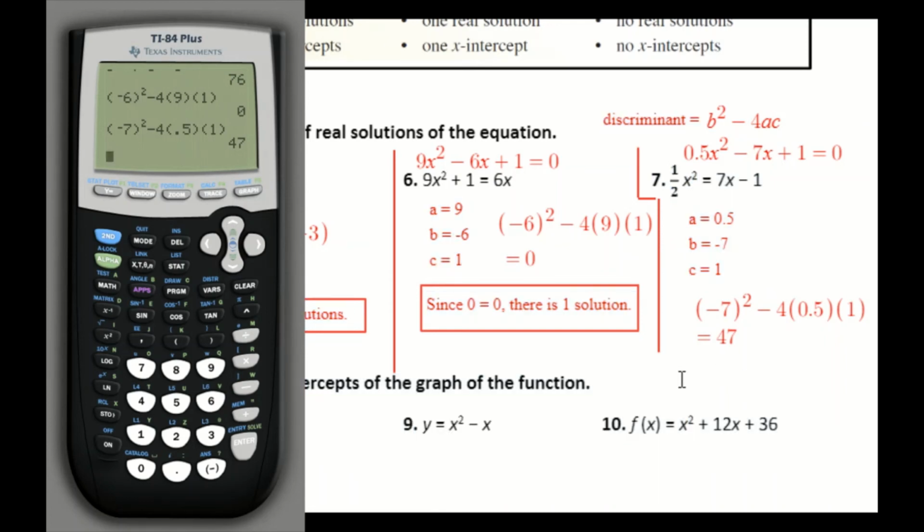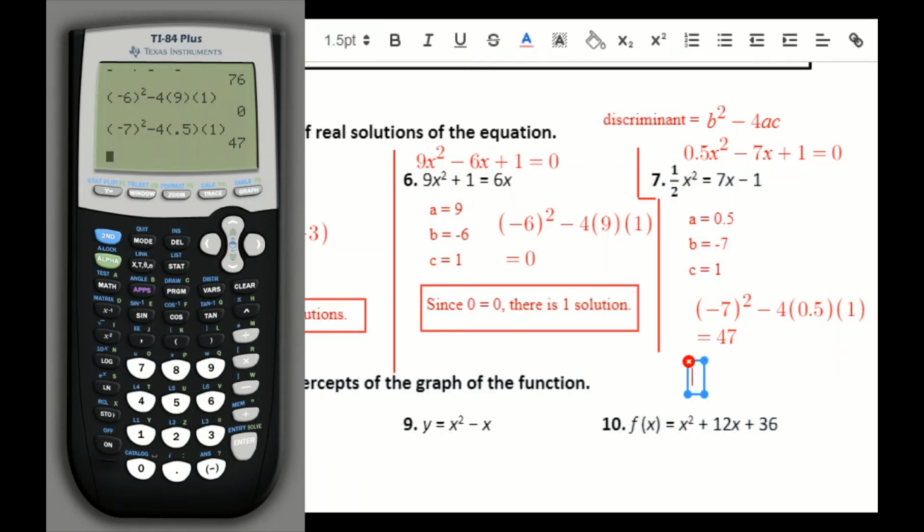Okay, so since that's positive, we get 2 solutions again. So fortunately, we did not see one with no solutions, but I'm sure there'll be one soon. So since 47 is greater than 0, there are 2 solutions.